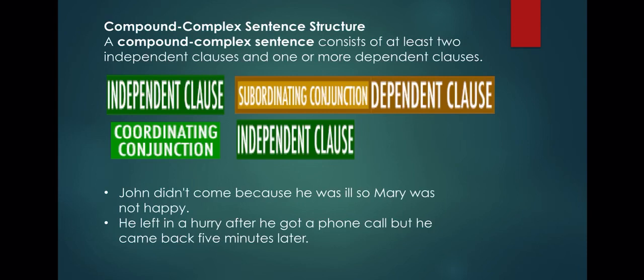So, John did not come, this is an independent clause. Because he was ill, this is a subordinating conjunction plus a dependent clause. So, which is a coordinating conjunction. Mary was not happy, this is an independent clause. Another example: He left in a hurry after he got a phone call, but he came back 5 minutes later.